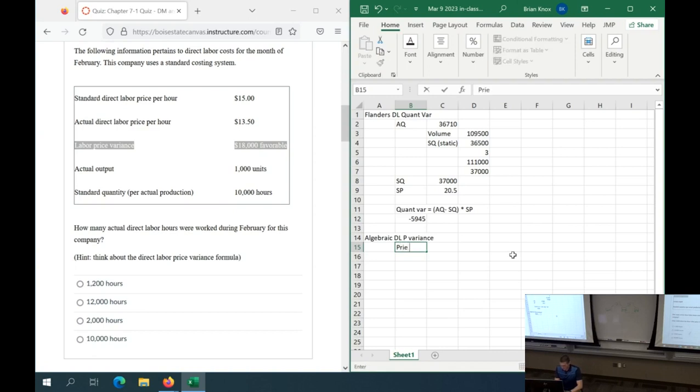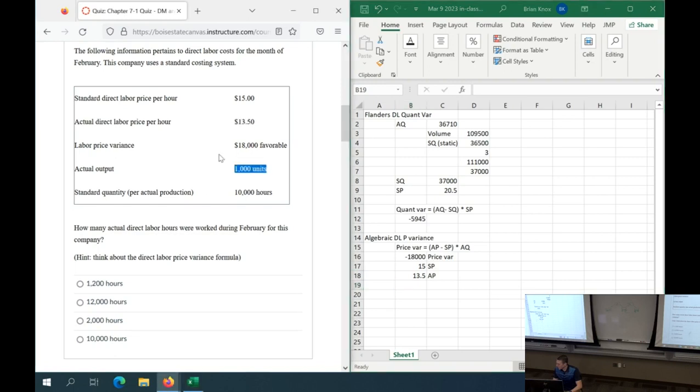So price variance equals actual price minus standard price times actual quantity. And so we know what the price variance is. It's 18,000. Favorable, meaning it's going to be a negative 18,000. So we know what's on this side of that equation. And we are also given standard price and actual price. So standard price, actual price, we have 15 and 13.5 respectively.